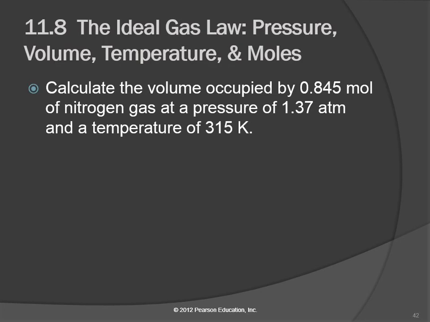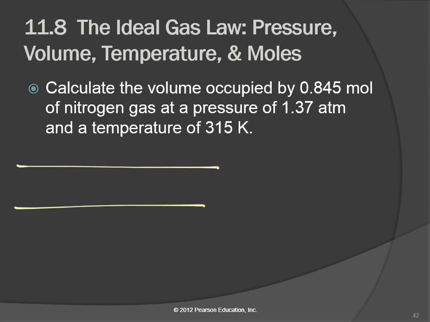So here we have a question. Calculate the volume occupied by 0.845 moles of nitrogen gas at a pressure of 1.37 atmospheres and a temperature of 315 Kelvin. Sometimes it's a little hard to know right at the beginning where you're going to end up. What direction is this going to go? What do I need to do? So you can always make a table. We'll find out with this problem that we don't really need to make a table, but it's not going to hurt anything. For these gas law problems, making a table is always a good idea.